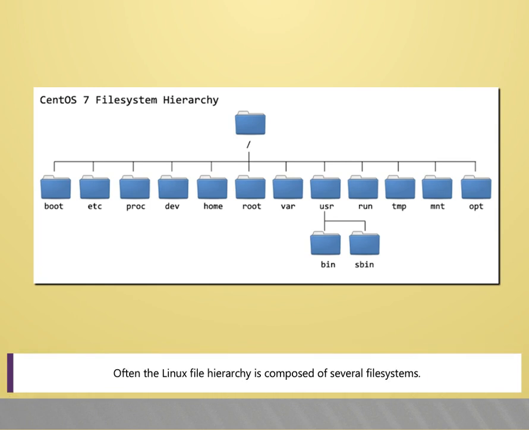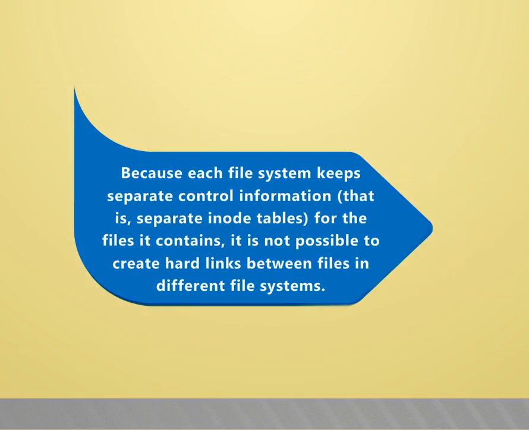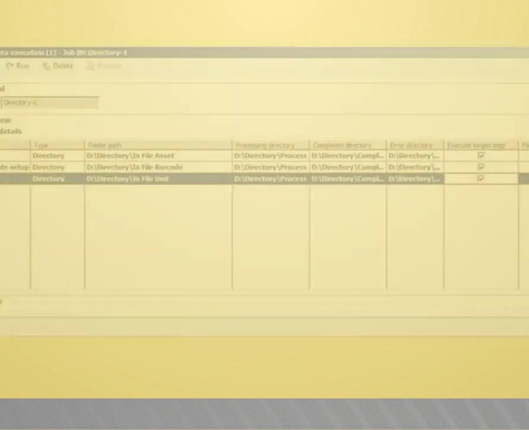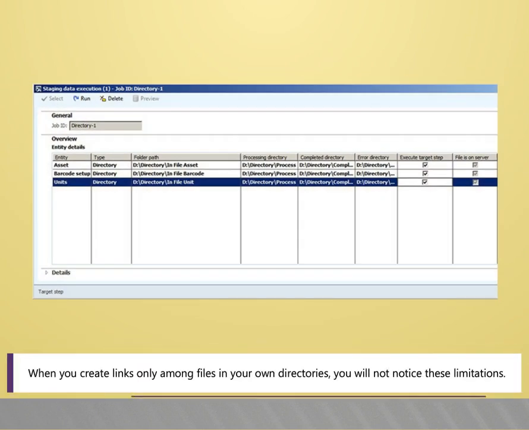Often, the Linux file hierarchy is composed of several file systems. Because each file system keeps separate control information, that is, separate inode tables for the files it contains, it is not possible to create hard links between files in different file systems. When you create links only among files in your own directories, you will not notice these limitations.